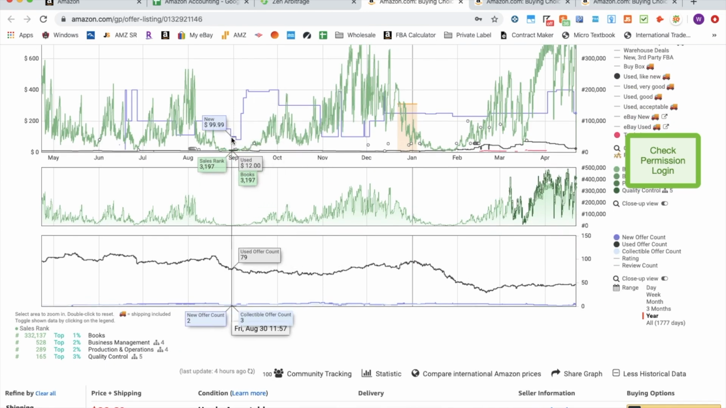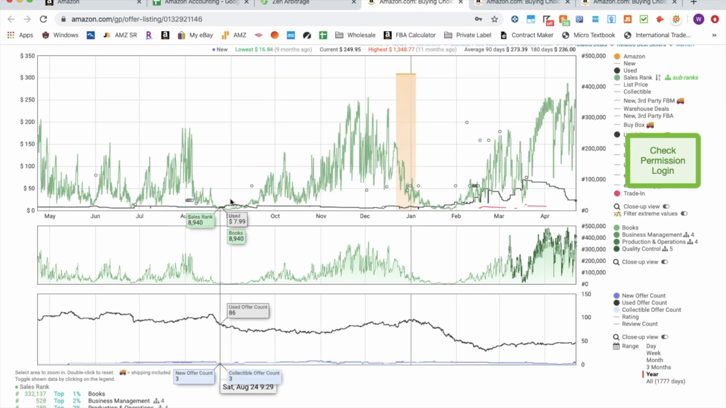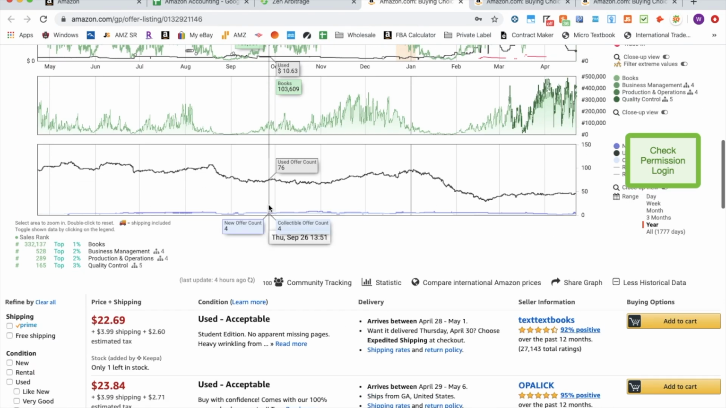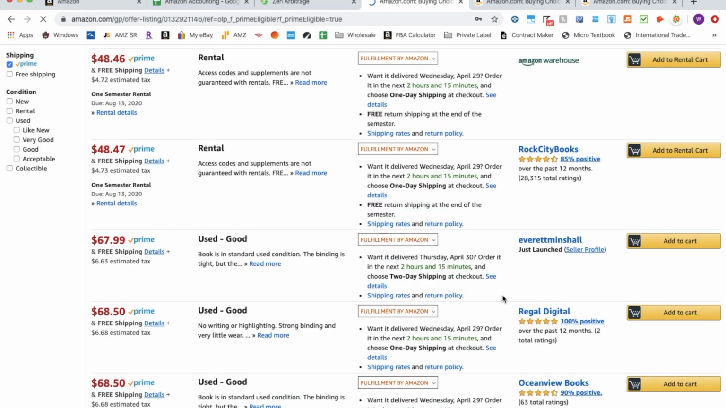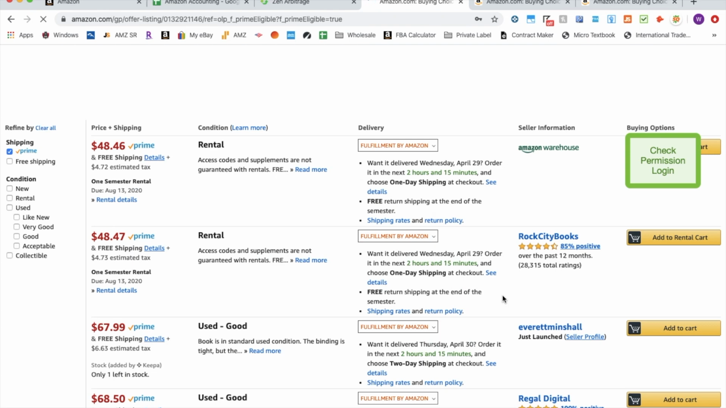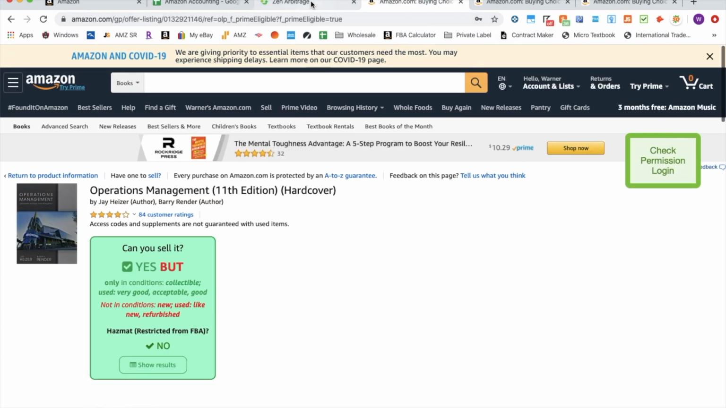Something I like to look for is for the price to go up during textbook season. And in this case, it looks like it doesn't really go up that much. Don't like to see that a whole lot. Check the prime prices. Looking like $68 right now. And then we're looking for operations management.